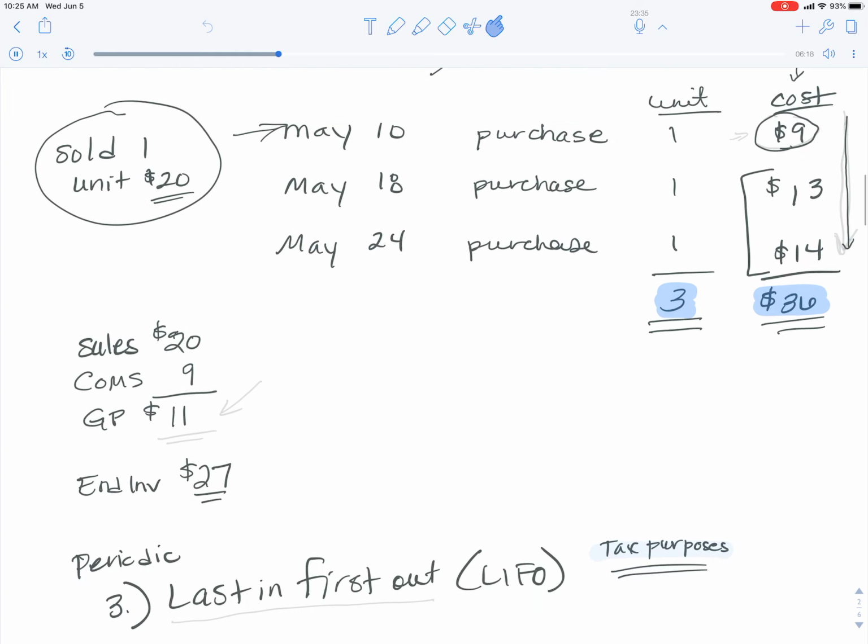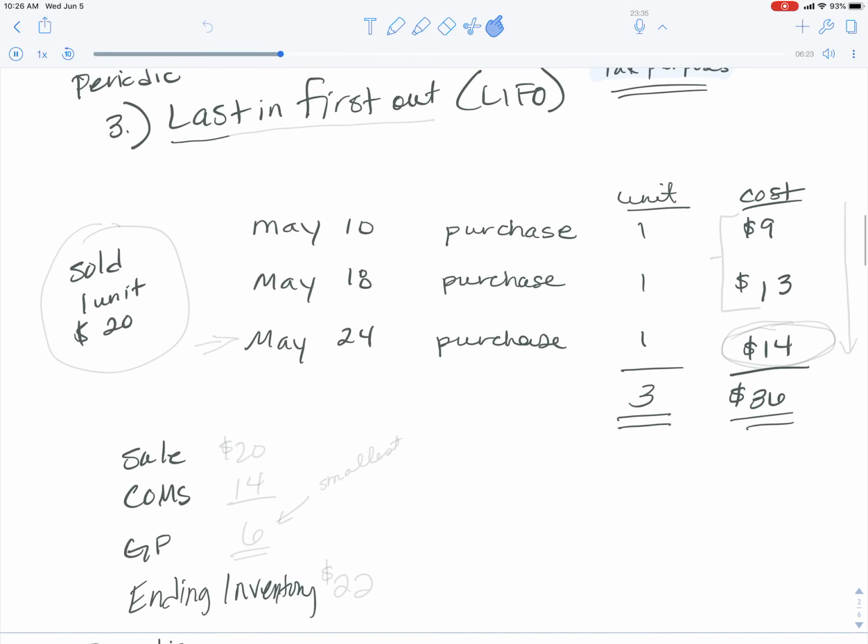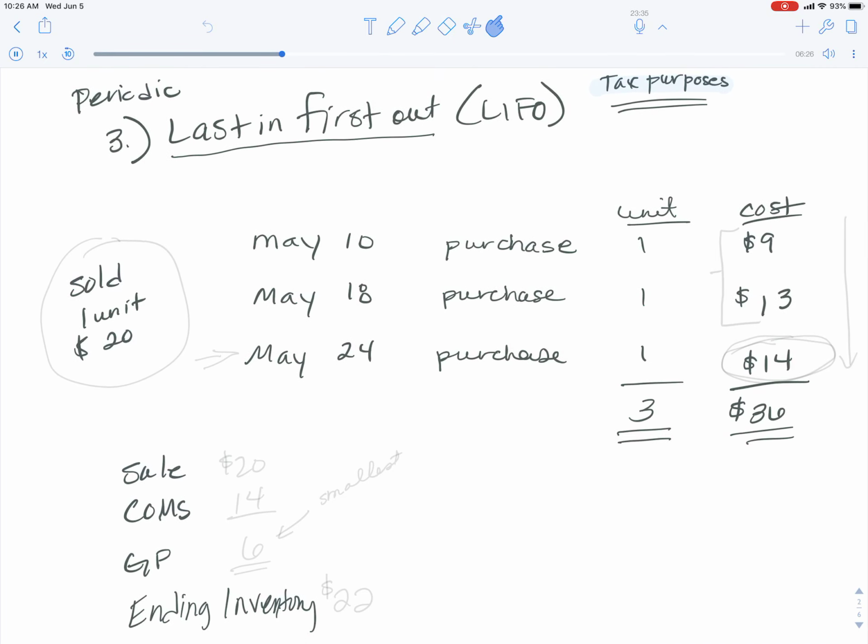Our next cost flow assumption is LIFO, or last in, first out. This is most commonly used for tax purposes. The caveat is if you use this for tax purposes, then the IRS also makes you use it for financial statement purposes. This makes our tax lower because we get to deduct more. Let's see how it works. So we sell another unit for $20.